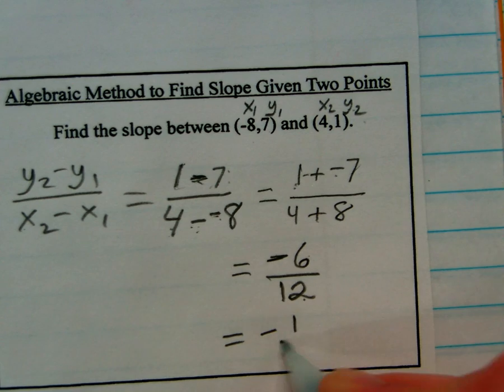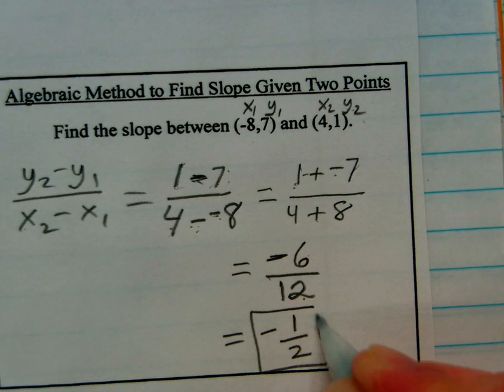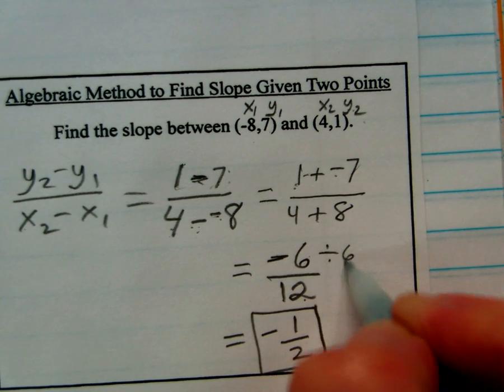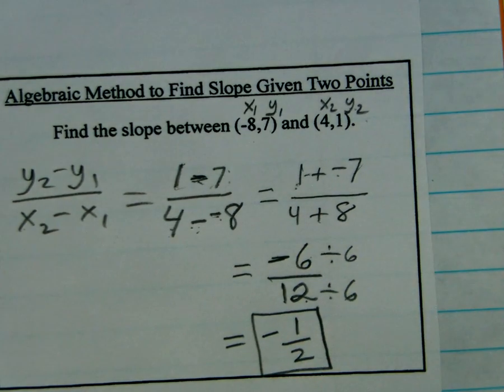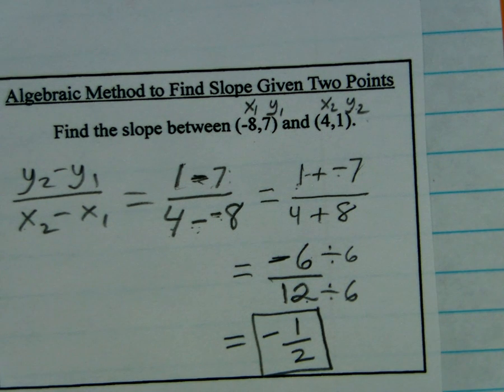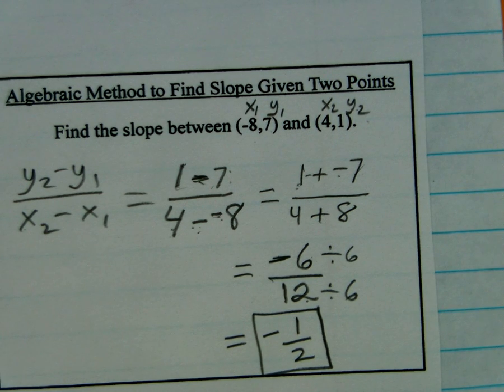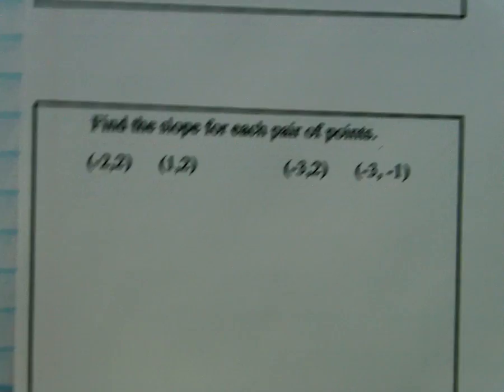And so we're going to simplify that down to negative 1/2. You can divide both of those by 6. Okay? So that's all of my normal things. It's just like the slope yesterday. If you can reduce it, reduce it. If it's improper, reduce it, but leave it improper. No mixed numbers.